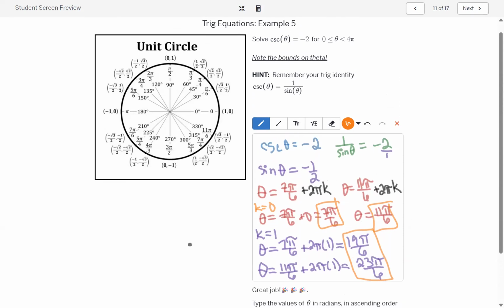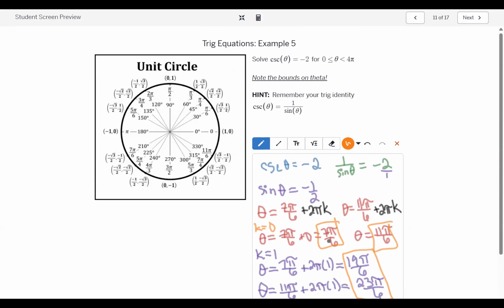So we plugged in 0 for k just to show that the two numbers we got from the unit circle are actually the first two solutions. And then I picked 1 because our bounds on theta were from 0 to 4 pi. So 0 to 2 pi gives us the two numbers we get from the unit circle. Expanding it up to 4 pi means add a 2 pi, get the next larger coterminal angle. So that comes from k equals 1.